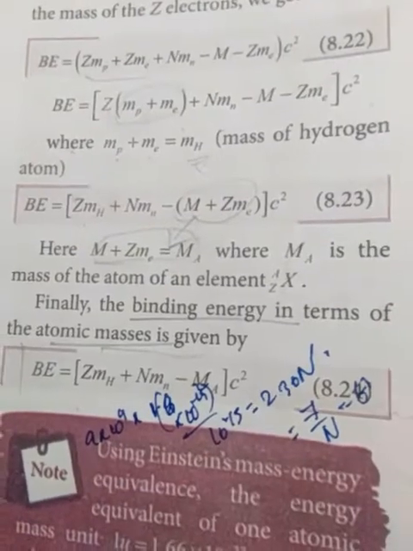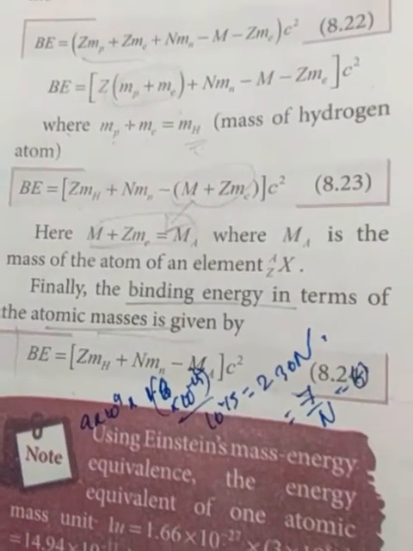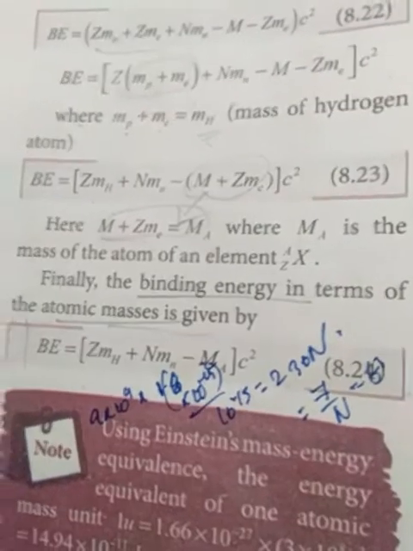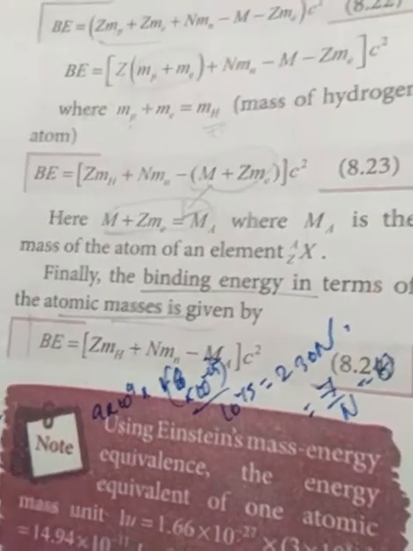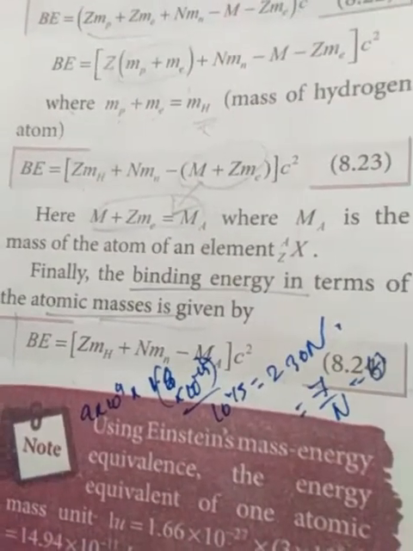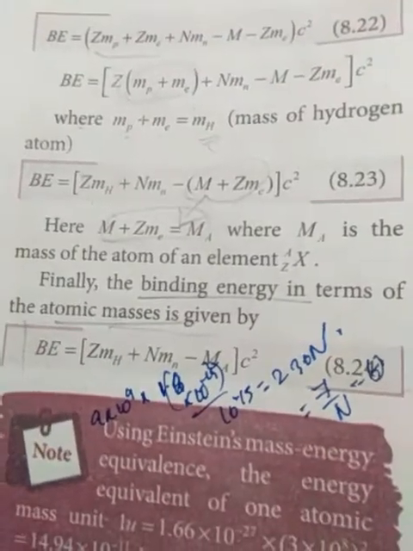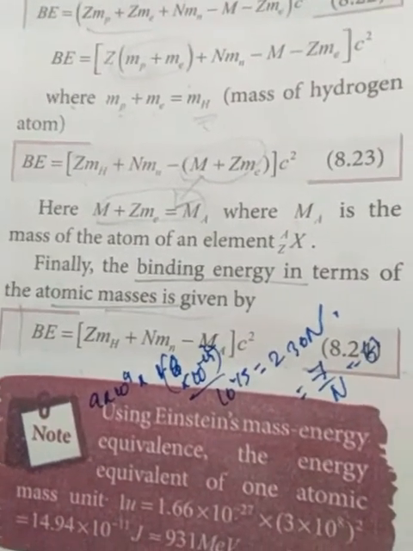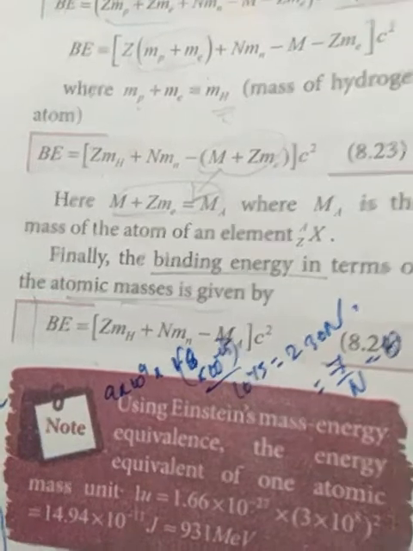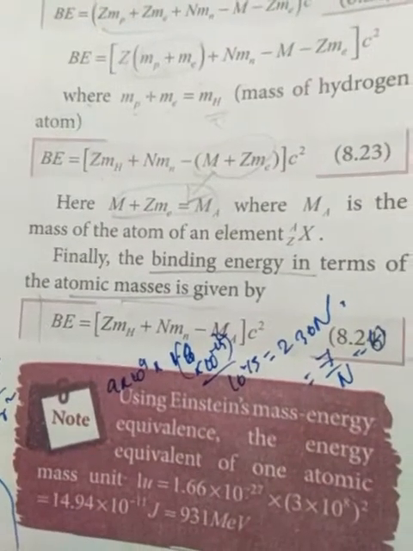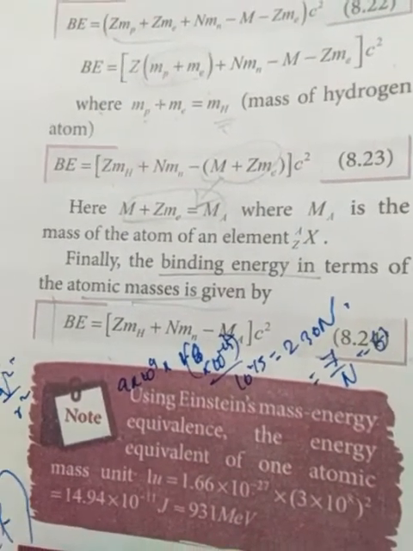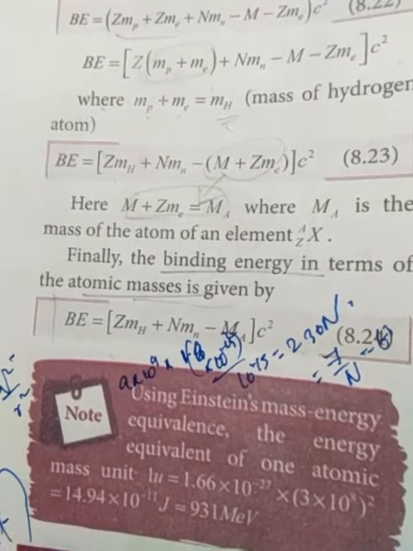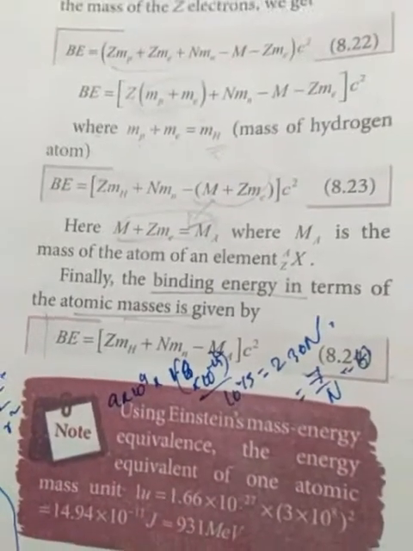So this is the mass of the atom. Capital M_A we replace with the mass of the atom, where M_A is the mass of the atom including the electrons. Finally, the binding energy in terms of the atomic mass is given by (Z M_H plus N Mn minus M_A) whole bracket times c squared. This is the binding energy.